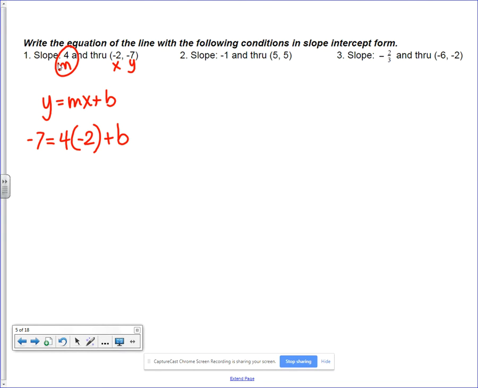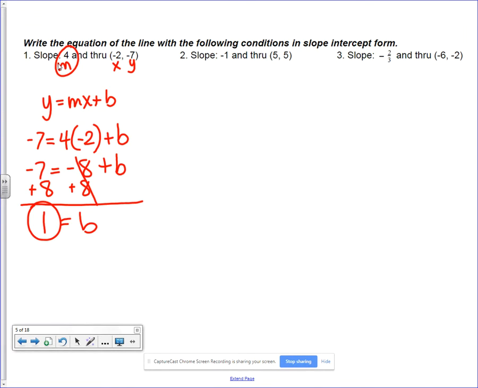So tell me, what is 4 times -2? Now, how do I solve for b? And what do you get there? Ooh. Just 1, right? Not -1, just 1.